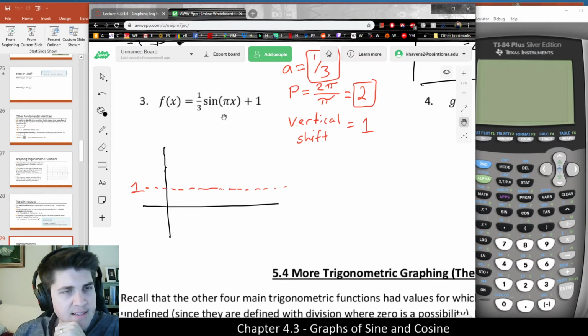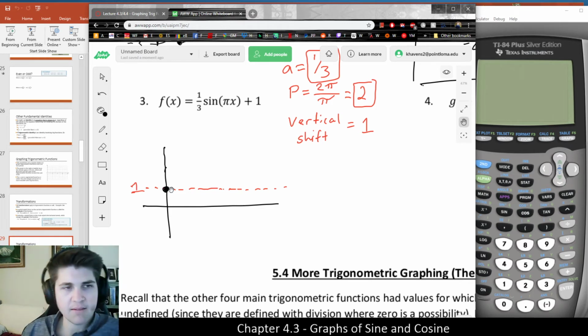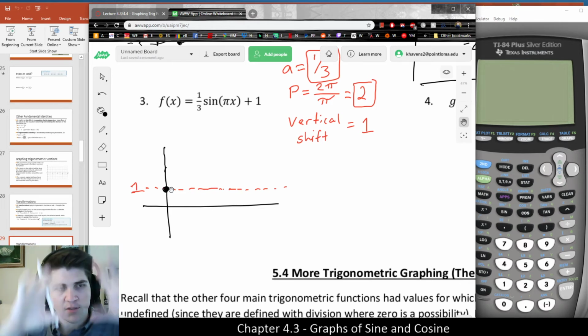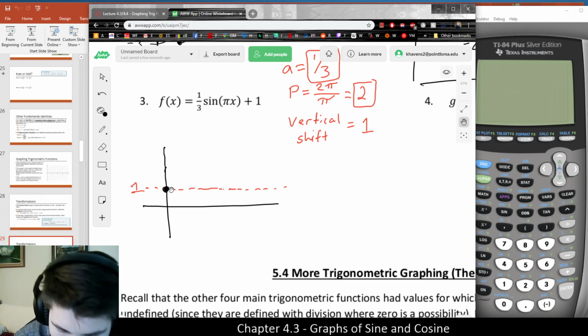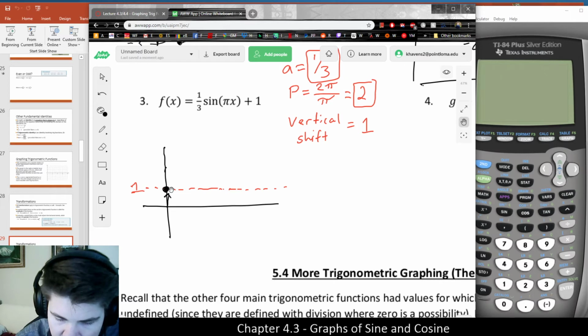And since it's sine, it usually starts at 0, but if sine starts at 0 and then I add 1, it's now going to start at 1. So basically this graph will start here instead of at 0 because of that. I can imagine the whole thing is being shifted up 1 from where it would normally begin. And then it's going to go up by the amplitude. So since the amplitude is 1/3, it's going to go up to 4/3.